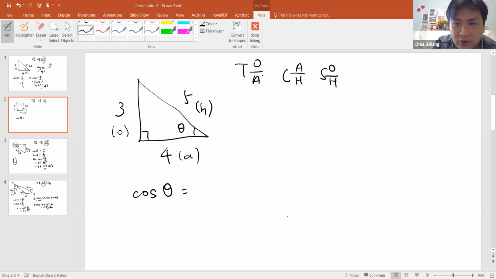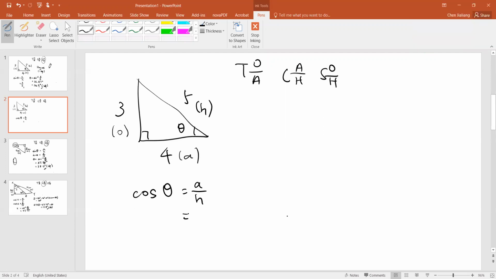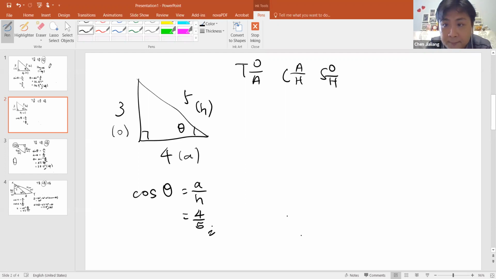Based on the formula, what will be cosine theta? What's the formula for cosine theta? A over H. Okay. Then if you look at your diagram, what is the value of A over H? 4 over 5. Good. So this will be the answer for one. Can you get the idea? Yeah. Okay.